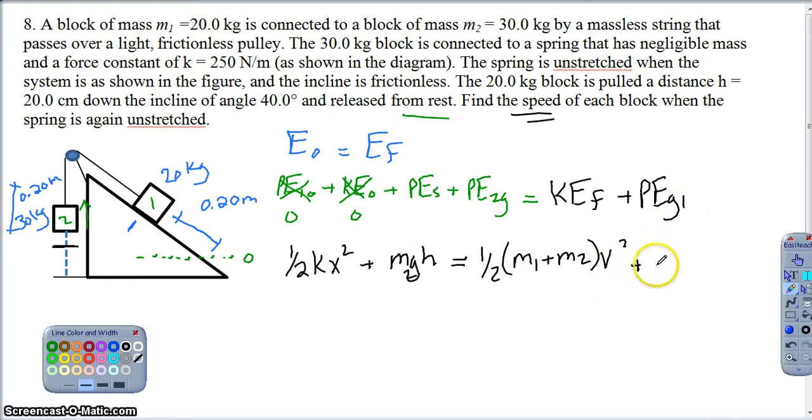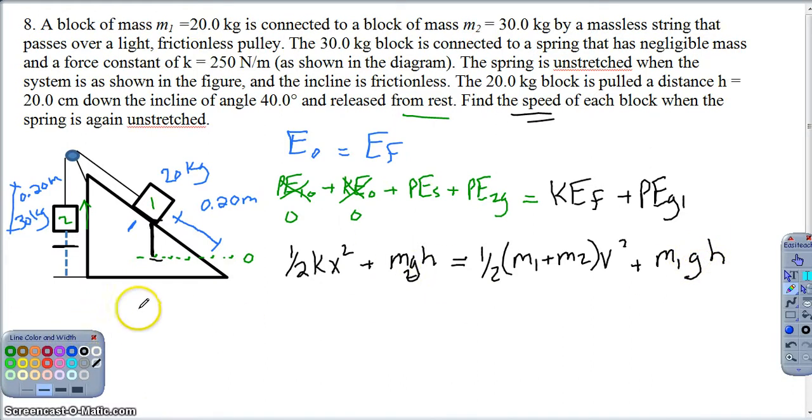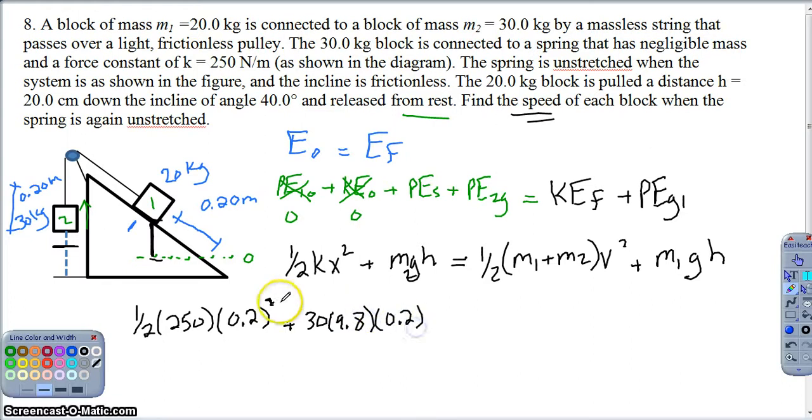The potential energy of gravity would be just the potential energy of gravity acting on block 1, so it would just be mass 1 times gravity times height, where keep in mind the height wouldn't be the 0.20, but it would be just the vertical component of that 0.20. So we'll look at that here in just a second when we plug in. Right? But again, at this stage, it's just plugging everything in. So 1/2 my spring constant of 250. It's been stretched 0.2 meters, right? So 0.2 squared, plus my mass of that first block, which is 30, right, for the hanging mass, times 9.8, times my gravity, and again times the height, which was 0.2, because that's how far it's been stretched.